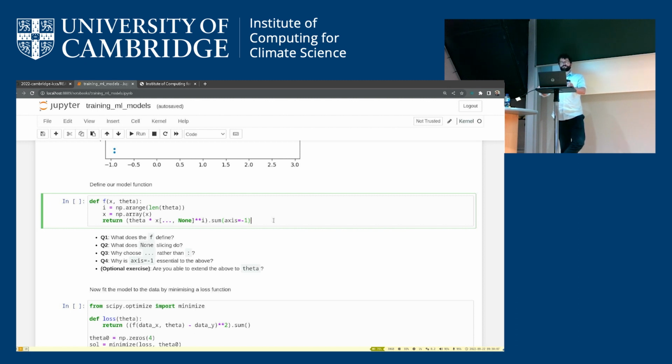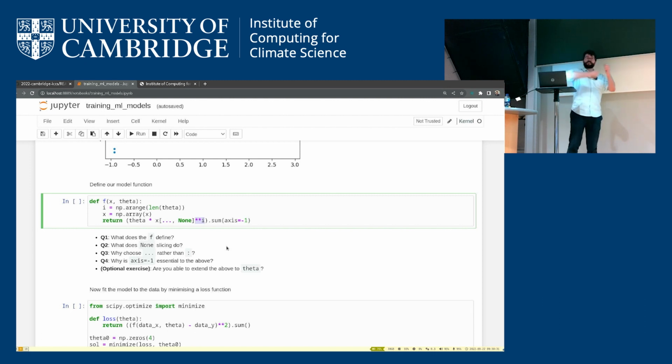You can see what we do here is we define i equals np.arange of length theta. Arange is just an array that goes 0, 1, 2, 3, 4 up to the length of theta. Then you raise it to the power of i. This will take x and raise it to the power of an array 0 to n, which would therefore be x to the 0, x to the 1, x to the 2, x to the 3, x to the 4.